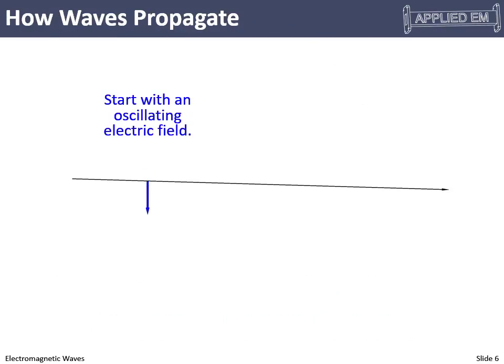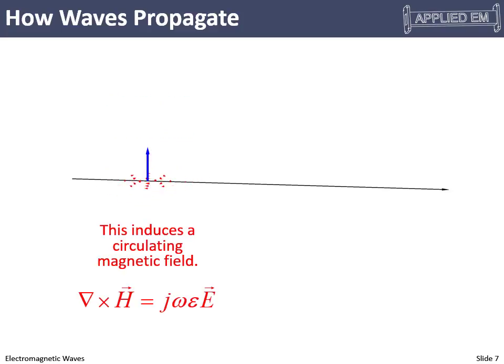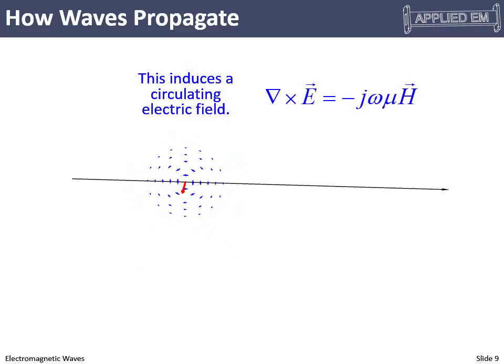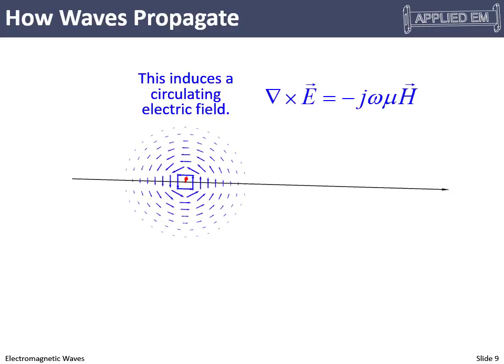Let's start with an oscillating electric field. We don't know what caused that, just for some reason there is an oscillating electric field. Well, we know from Maxwell's equations, an oscillating electric field will induce a circulating magnetic field. So now what we can do is ignore most of those oscillating magnetic fields. Let's just look at one of the magnetic fields oscillating on axis. So we focus on one of those. Well, we also know that an oscillating magnetic field will induce a circulating electric field. That comes from the other curl equation.